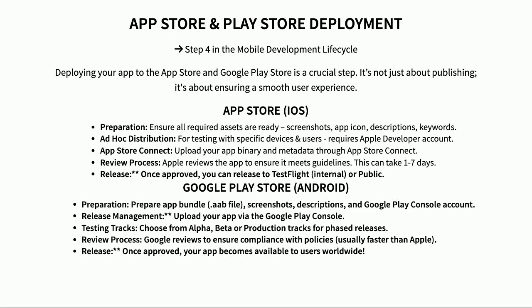Okay, so after all that development, it's time to get your app out into the world. Let's talk about getting it onto the App Store and Google Play. First, you need to prepare everything. Make sure you have high quality screenshots, a compelling description, and all the keywords you can think of. For iOS, you'll use App Store Connect for uploading your app binary and metadata, which involves a review process that can take anywhere from 1 to 7 days. And for Android, you'll upload it through the Google Play console, with different release tracks like alpha or beta to help manage the rollout. It's a pretty involved process, but getting it right is key to success.